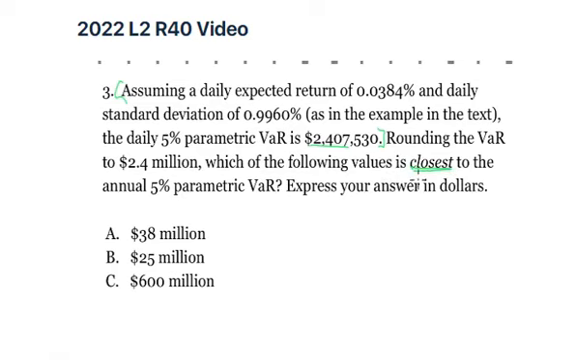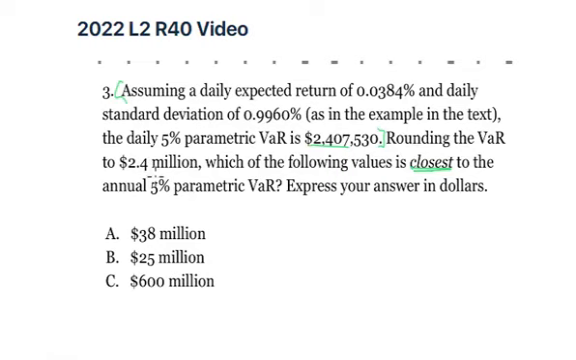Express your answer in dollars. What's going to throw you off is this statement here, rounding the VaR to 2.4. That's almost implying, it's kind of leading you into thinking that, well, I got to use the 2.4, right? No. We just solve it the way we normally solve it. It's asking what is the annual 5% parametric VaR.